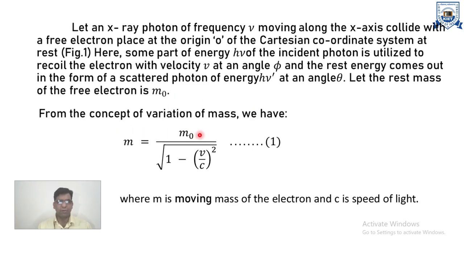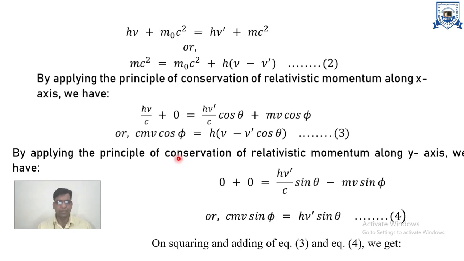From the concept of variation of mass, m is equal to m naught upon the square root of 1 minus v square by c square. This was studied in unit 1, where m naught is the rest mass of the particle, v is the velocity of the particle, and c is the velocity of light. This is relativistic mass, studied in relativity mechanics.